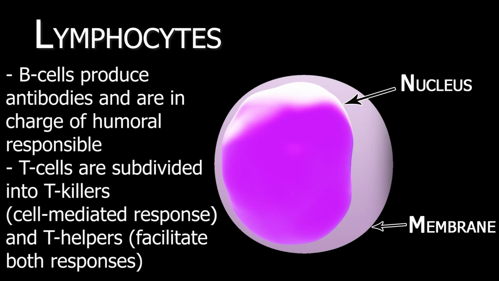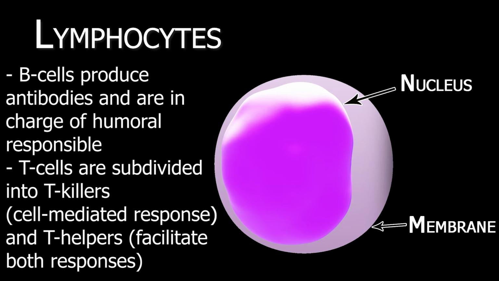B cells are the simpler ones to talk about. They make antibodies which bind to antigens. This type of response is the one we call humoral. Humor means water in Greek, which in this case refers to blood, as antibodies circulate in our bloodstream.